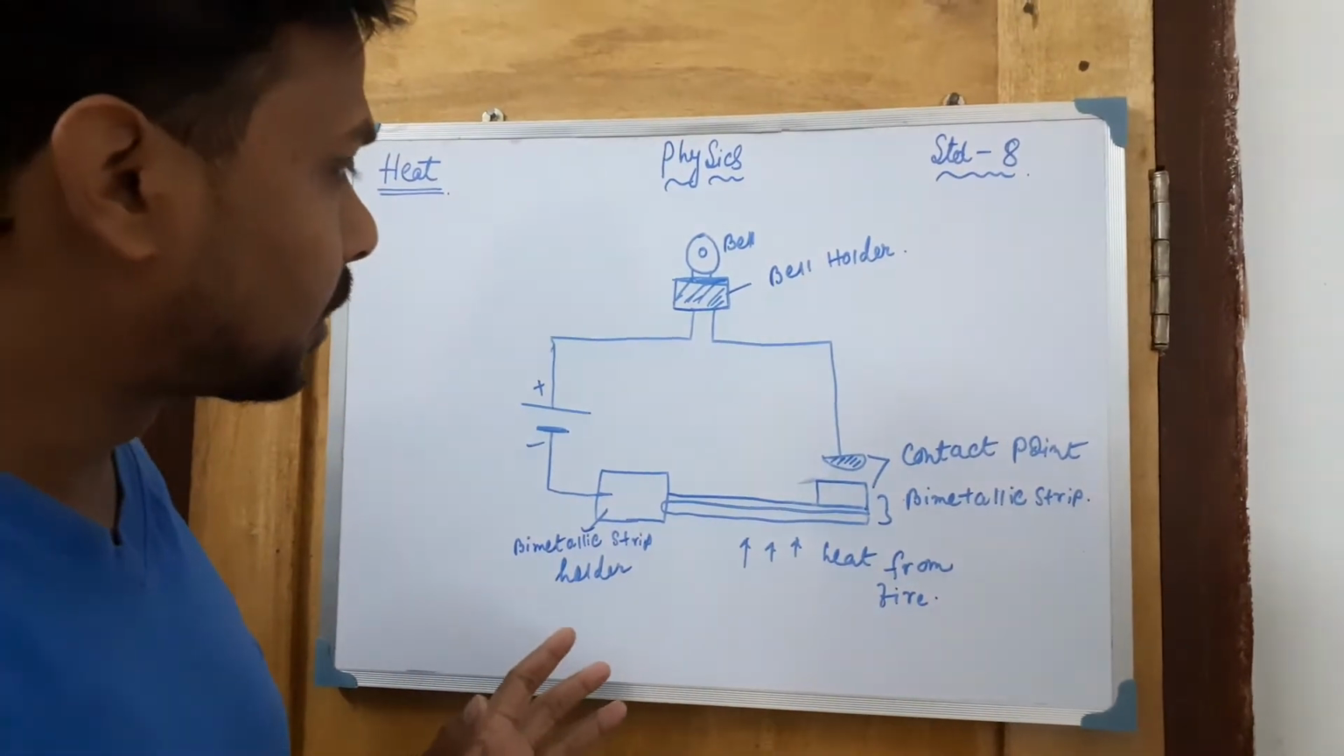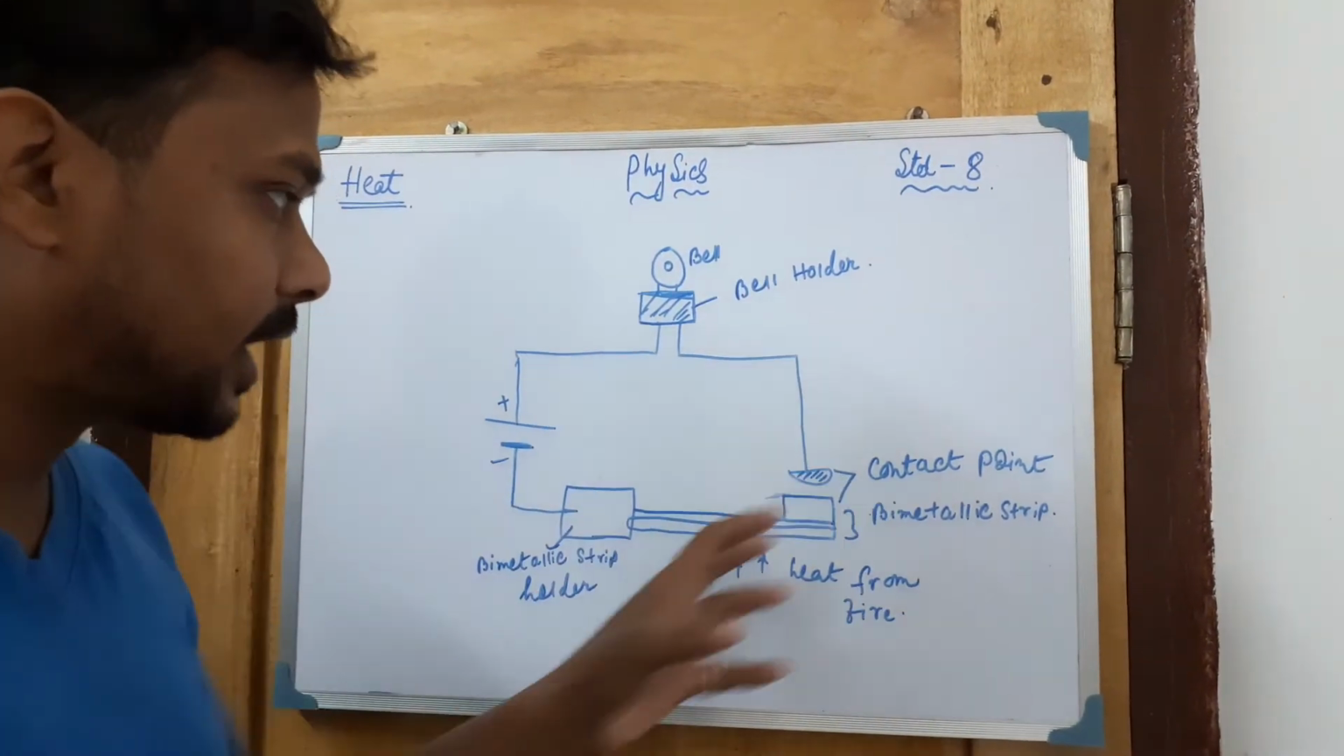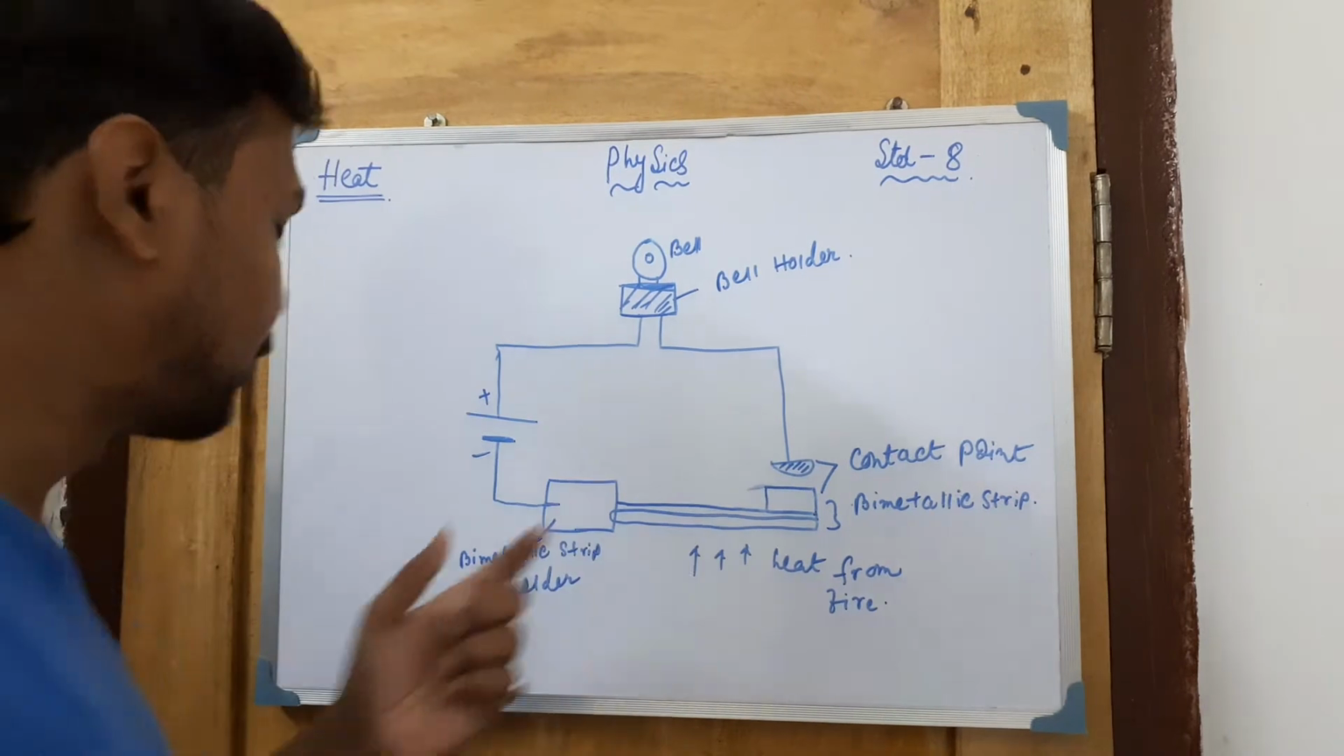Today we'll talk about the bimetallic strip, and this automatic fire alarm. Actually, this diagram, and a 4 marks question, will come from here.